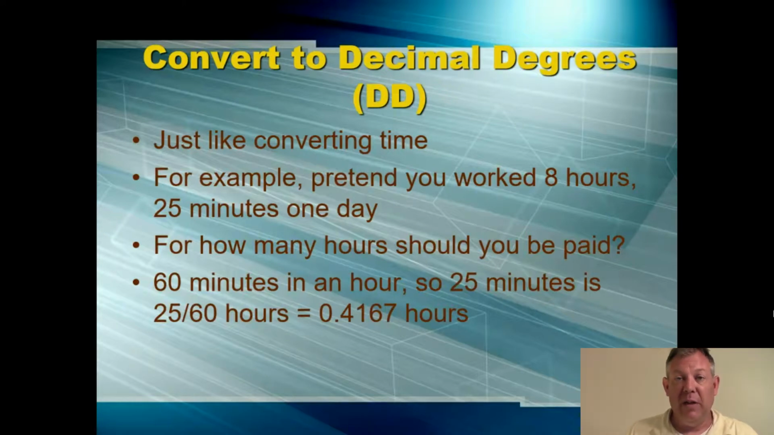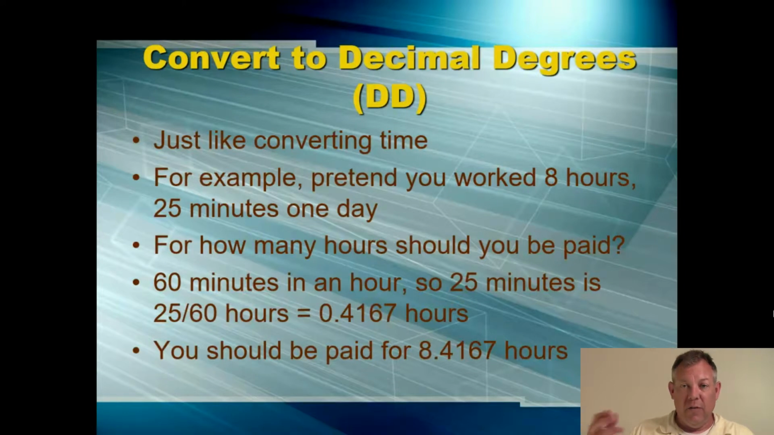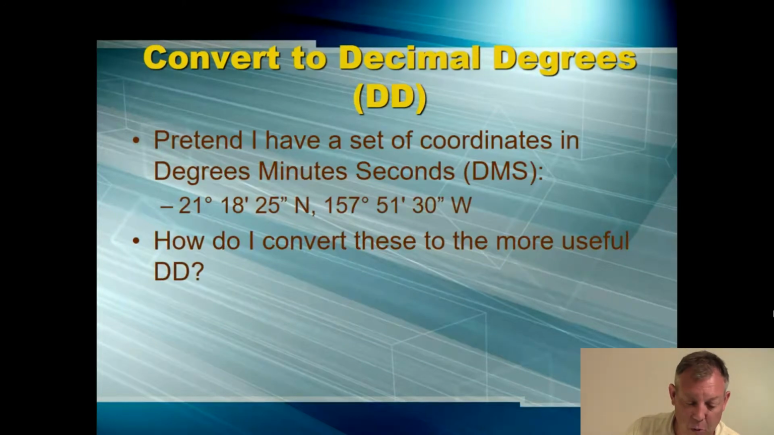I worked 8 hours plus 25 minutes. What fraction of an hour is that 25 minutes? Well, 25 divided by 60 is 0.4167. So how much did I work today? I worked 8 hours and a fraction, 8.4167 hours. So I should multiply that by my hourly rate, and that's how much I should get paid. So there I converted from hours and minutes to just decimal hours, right? You probably never thought about this explicitly, but this is the same kind of logic and math you're going to use to convert GCS coordinates.